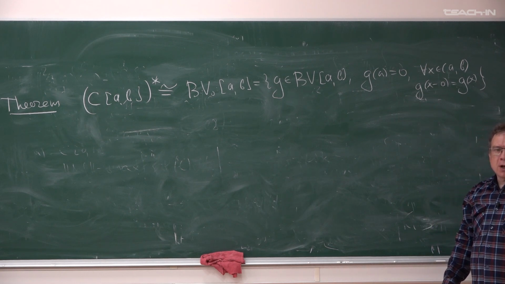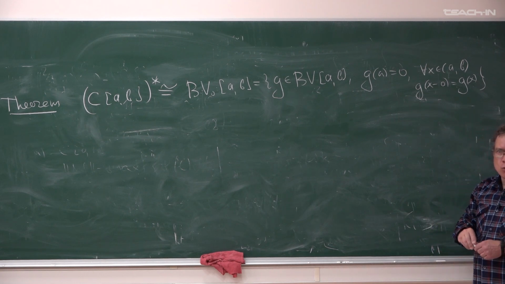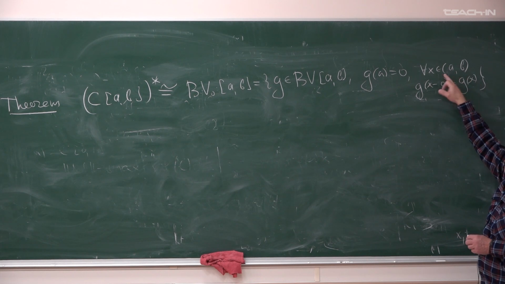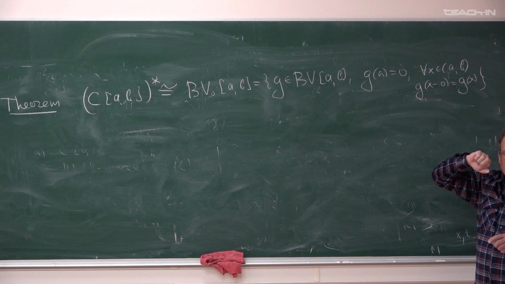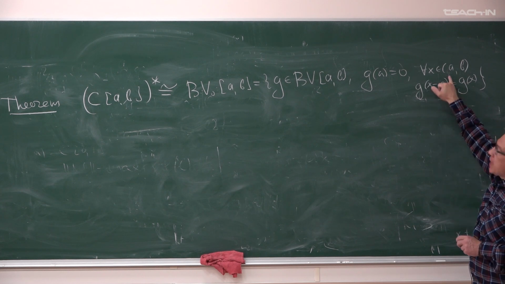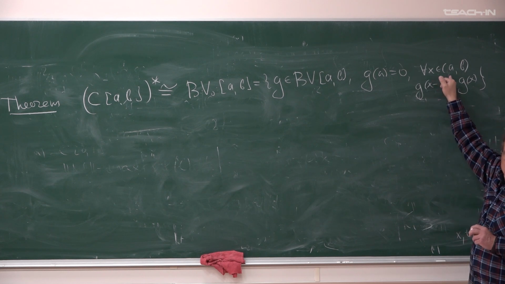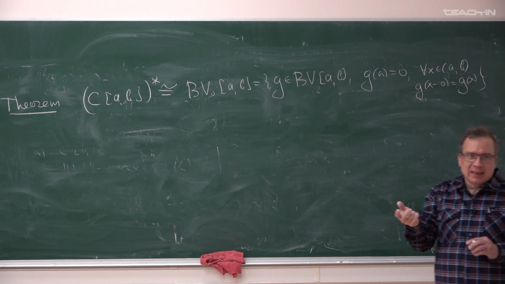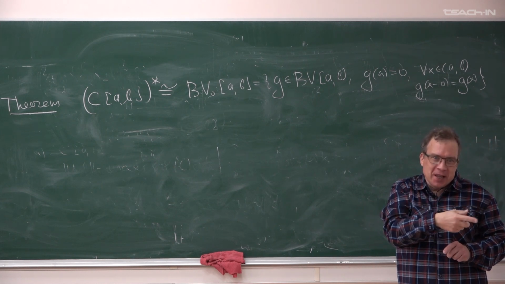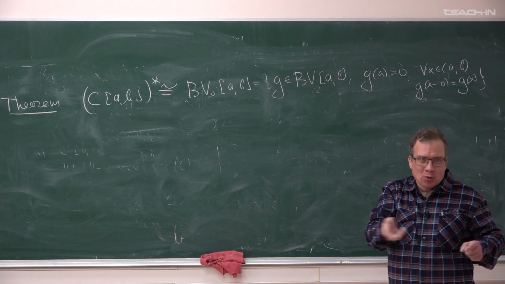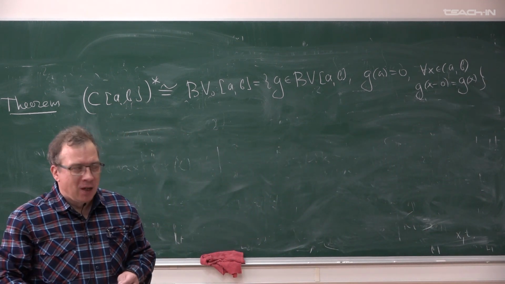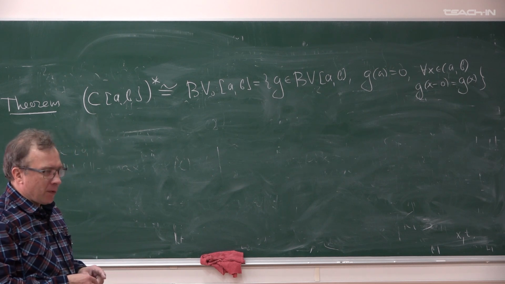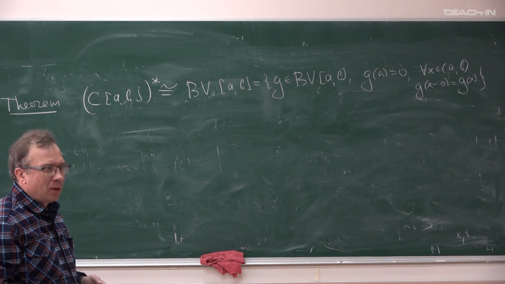And try to remind me to discuss why only for interior points. For point A, it is easy to explain. Point A has no left neighbor, so at point A you can't consider continuity from the left. But why is it sometimes impossible to do it at point B?